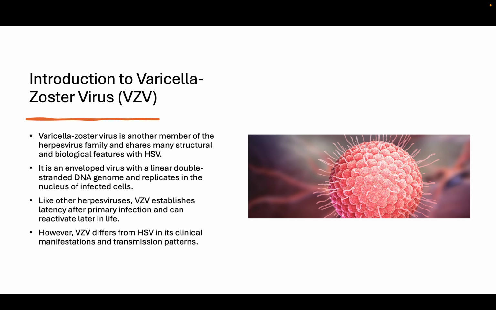So now let's go into another very interesting type of herpes virus, which is still within the alpha family, the varicella zoster virus. Very similar to HSV, structurally very similar and biologically it has many similarities. Of course, it is enveloped, with a linear double-stranded DNA genome. It also replicates in the nucleus.